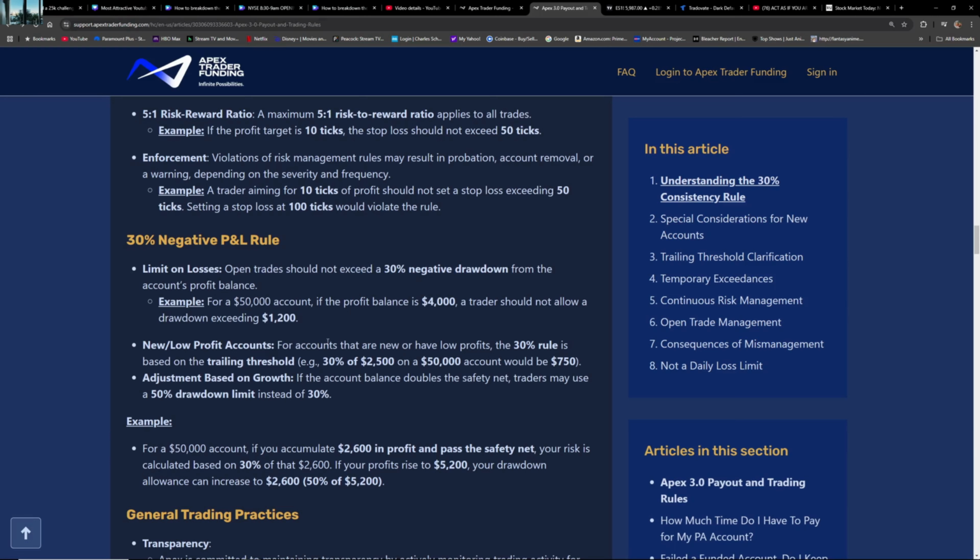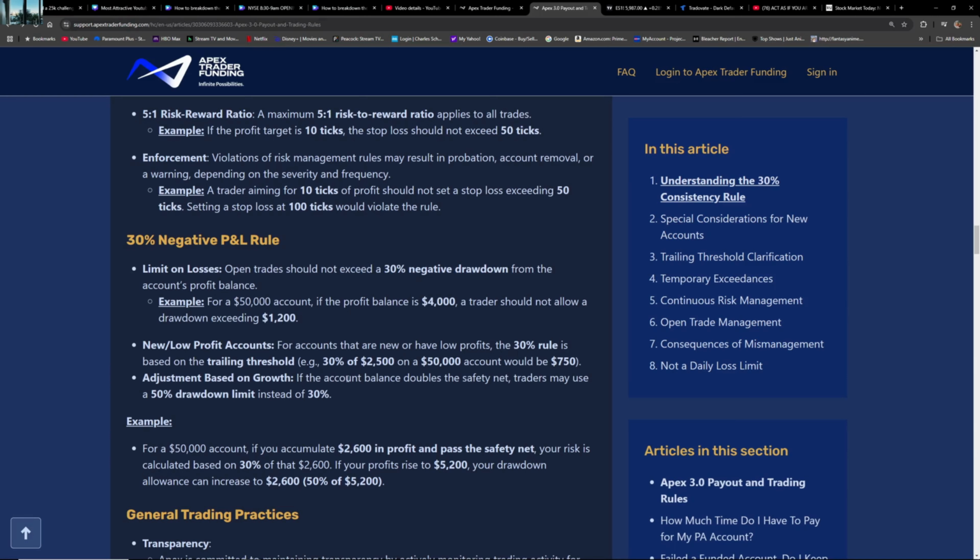New and low profit accounts. For an account that has a new or low profit, the 30% rule is based on the trailing threshold, e.g. 30% of $2,500 on a 50K account is negative $750. You cannot allow your account to fall below $750 trailing threshold, so you need to be very conservative or you're going to hit their negative 30% rule.